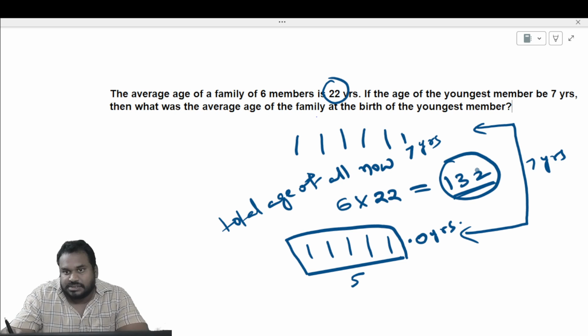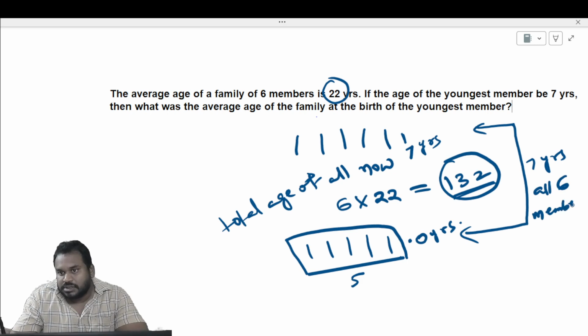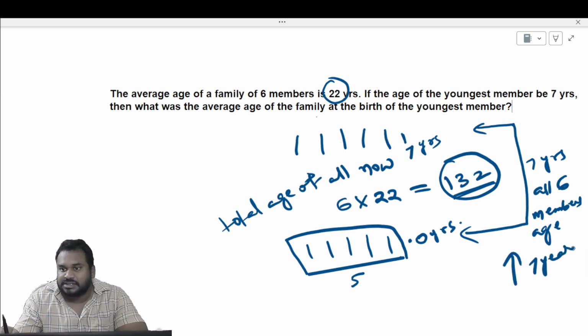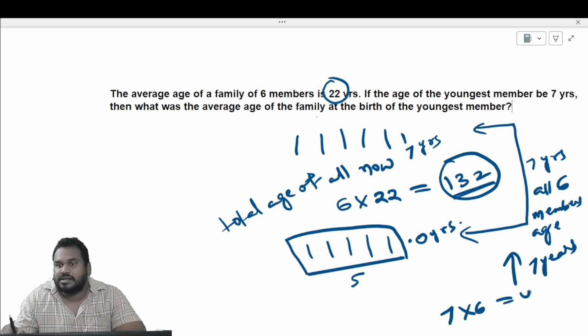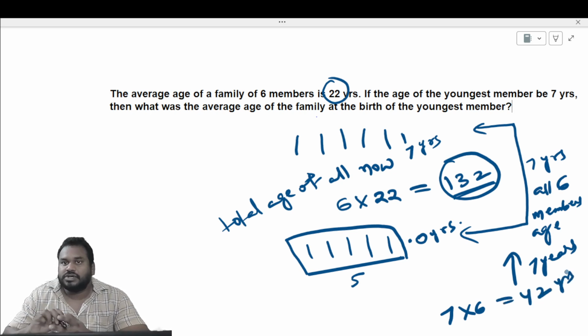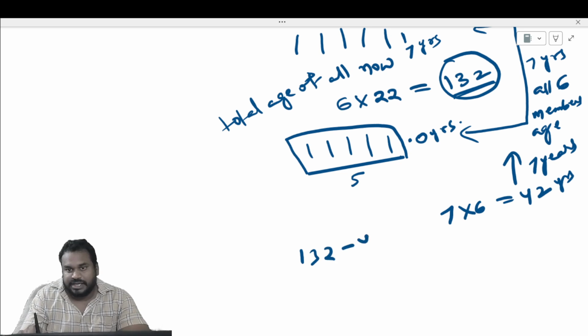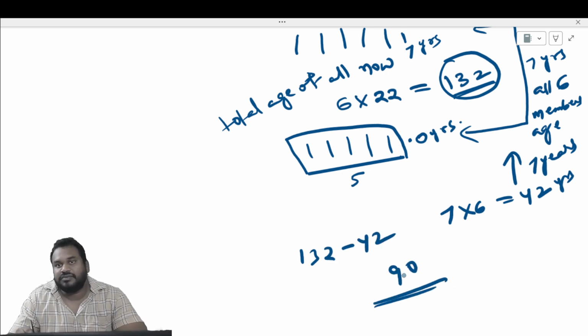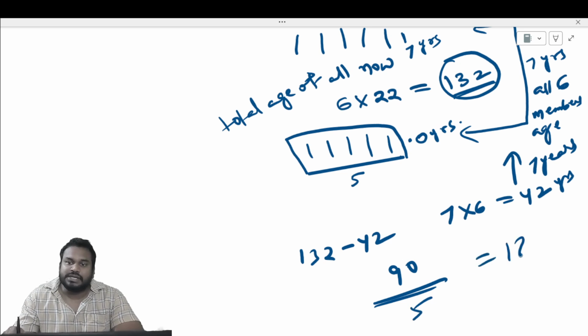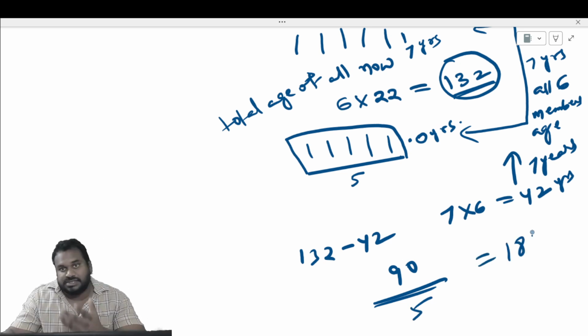So in these 7 years, all six members' age increased by 7 years. So it means 7 into 6 is added. So 42 years added. So if you subtract 42 from 132, you will get the total age of all the 5 members. So divided by 5 will give you 18. So this is the average of those 5 members when that youngest child was born.